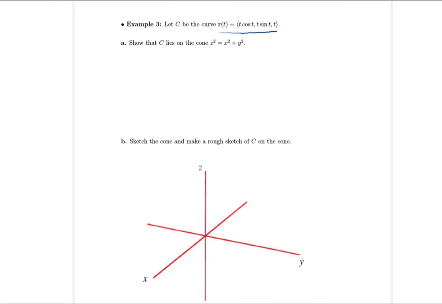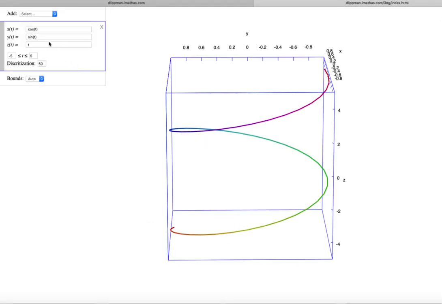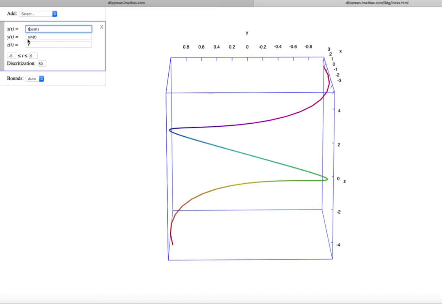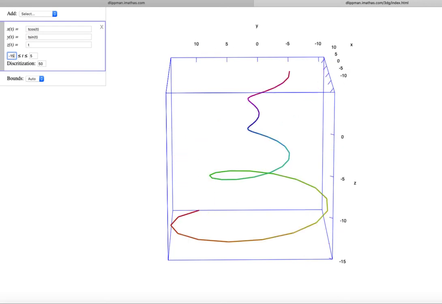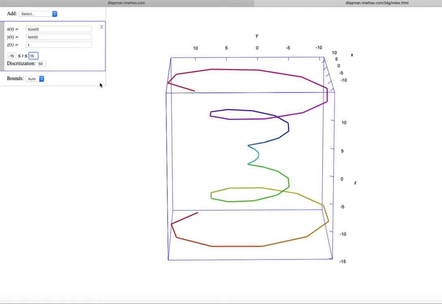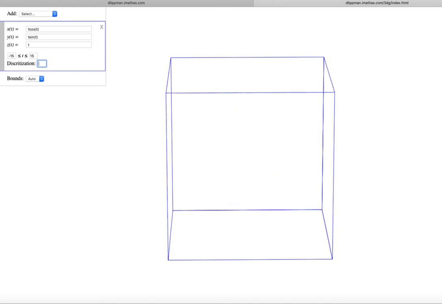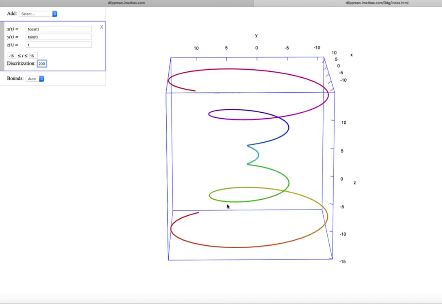Let's go ahead and graph it. So it's kind of similar to this one, but it's t times the cosine of t times the sine of t. That might look kind of funny. Let me graph some more values of t though. How about we go like negative 15 to 15. Okay, and whenever things look kind of herky-jerky like this, what you might want to do is increase your discretization. So I'm going to go up to 100. That's just maybe even higher. Let's go like 200. That looks better.